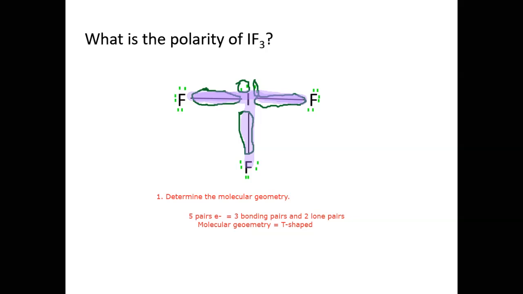We got to remember, was T-shape one of the ones that was nonpolar? The answer is no. It's polar. So this means that IF3 is a polar molecule. So that's the answer. The bond dipoles do not cancel out. IF3 is a polar molecule.